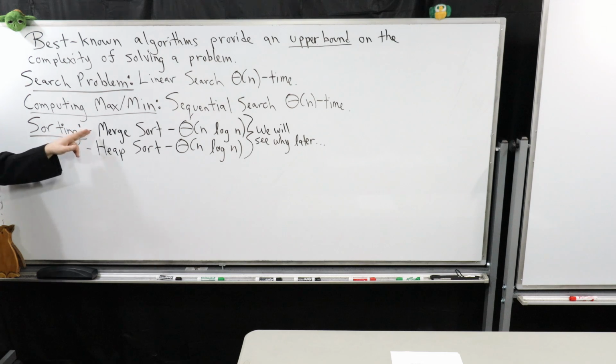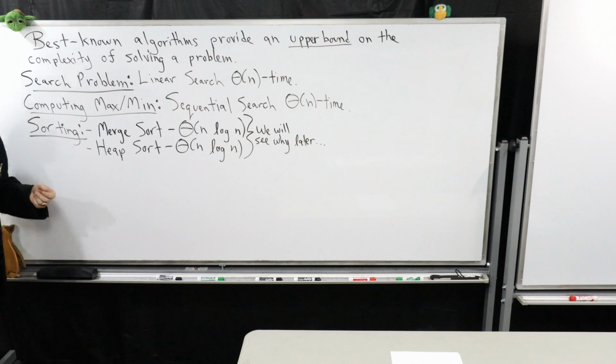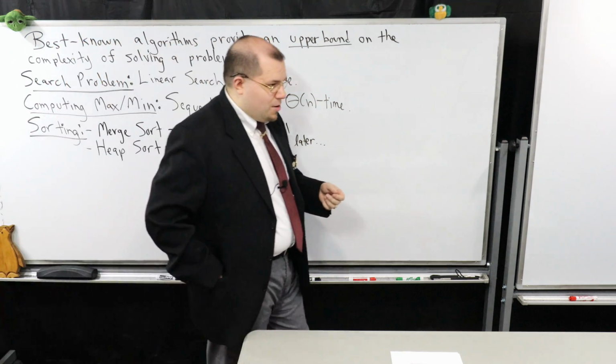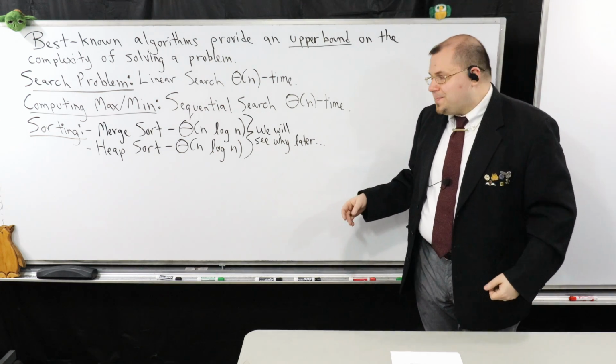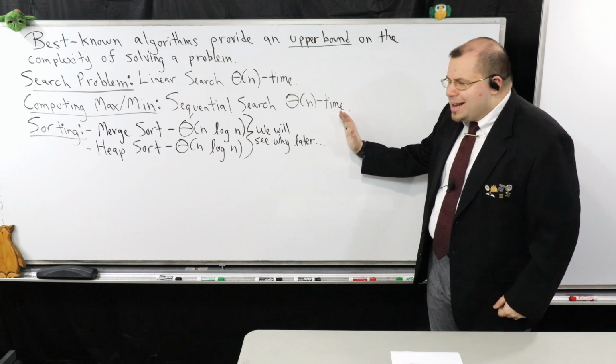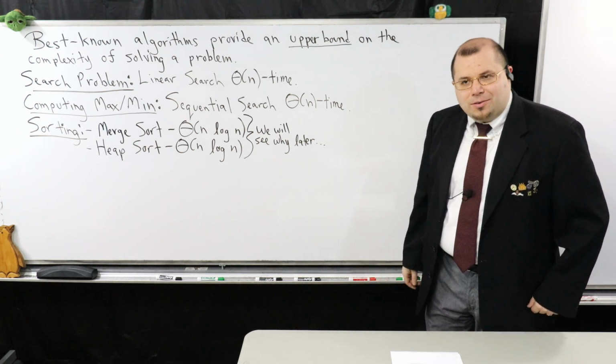You may have seen merge sort, for example, in 210. This runs in big theta n log n time in the worst case. And heap sort, you may have seen it, you may not have seen it. If not, we're going to definitely still talk about heap sort a little bit later on. It takes big theta of n log n time. But I'll defer the analyses for these ones a little later on, okay?